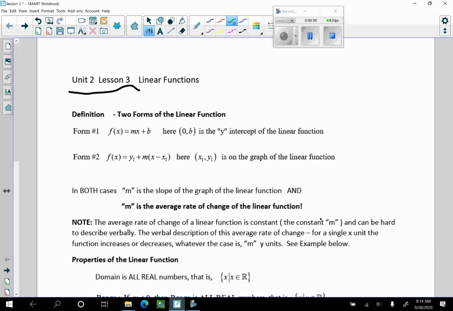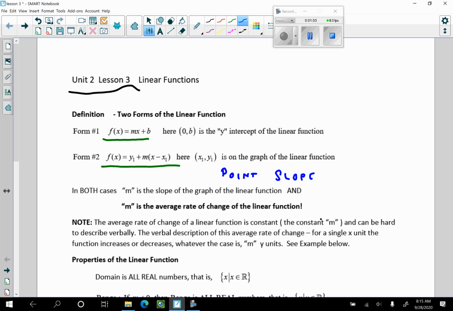We talked about functions enough last year in Algebra 2. So Form 1 is the slope-intercept form of a function. But keep in mind, this is f of x, and I've solved for y. f of x equals mx plus b. b is the y-intercept of the linear function, and m is the slope. This is the point-slope form of the linear function. Two forms. This is the point-slope form, and we're going to talk more about it.